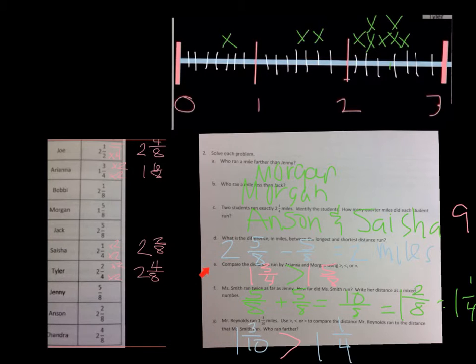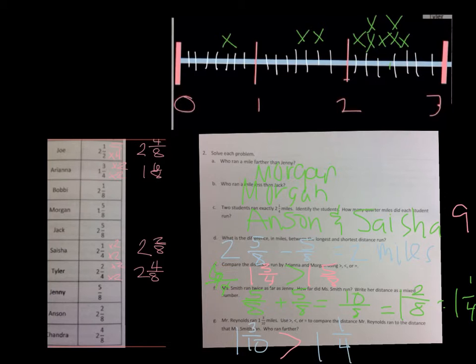E says compare the distance run by Ariana and Morgan using greater than, less than, or equal to. So first we find out how far Ariana ran. So we come over to her name and we see that she ran 1 3/4 of a mile. Then we see how far Morgan ran. Morgan ran 1 5/8. So if we were to compare these, we could find a common denominator. We know that 4 goes into 8, so 8 would be our common denominator. To get to 8, we take 4 times 2, so we have to do the same thing to our numerator. 3 times 2 is 6. So 6/8 is greater than 5/8. So 1 3/4 is greater than 1 5/8.